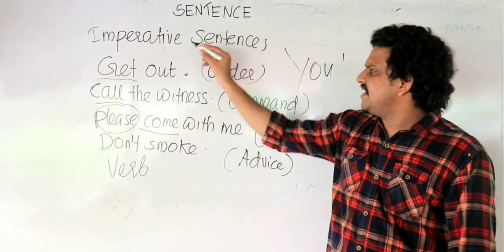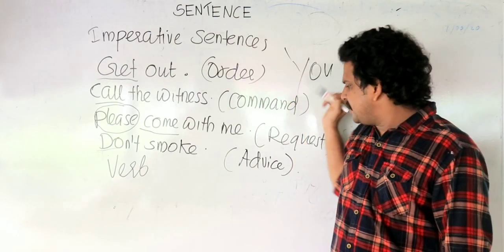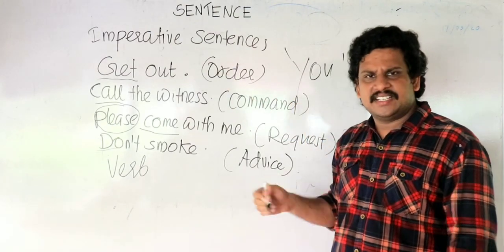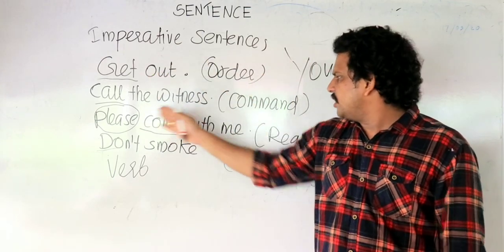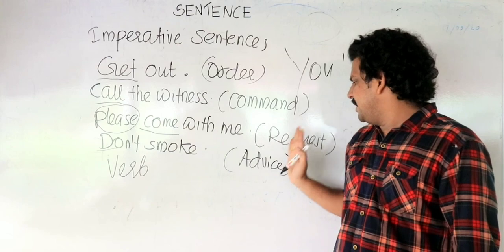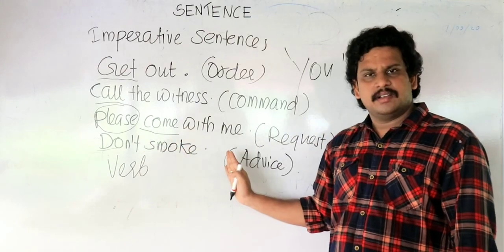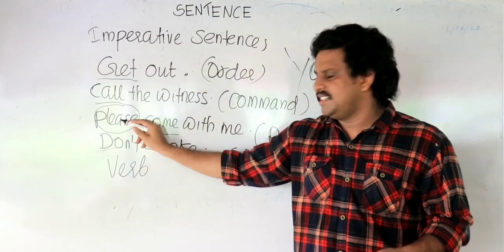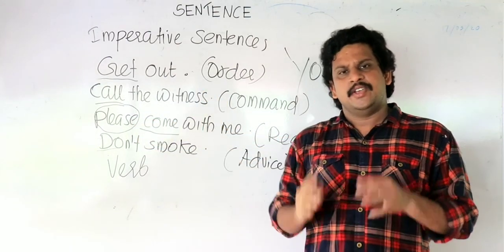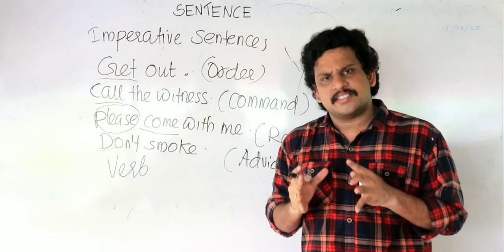Once again, a sentence which expresses an order, a command, a request, an advice, a threat, a warning is called an imperative sentence. Get out is an order. Call the witness, a command. Please come with me, request. Don't smoke is an advice. It begins with the verb and ends with full stop. Please is not a word. It is just an expression. You understood? I hope you understood this.